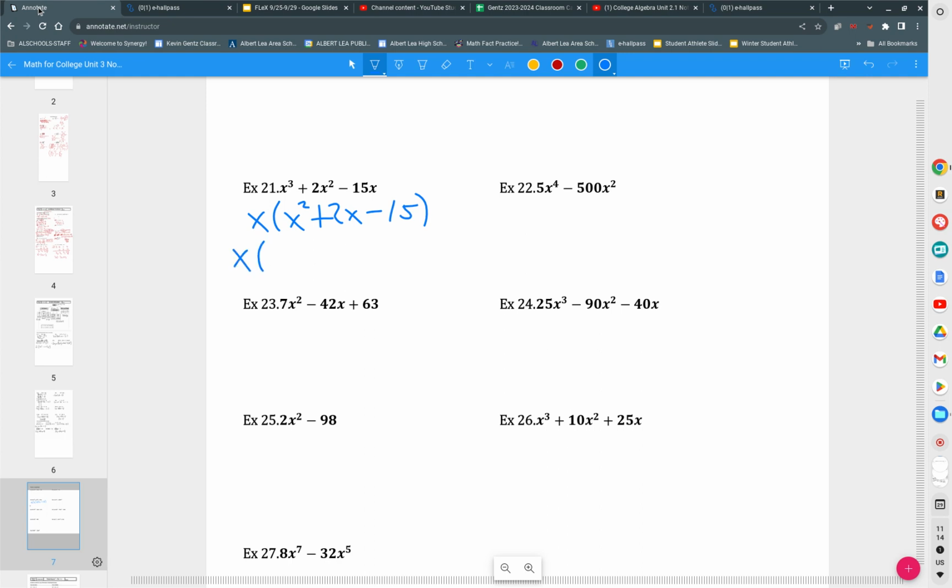This is a trinomial. It factors to x and x. What are the two numbers that multiply to negative 15 and add to positive 2? Negative 3 and positive 5.